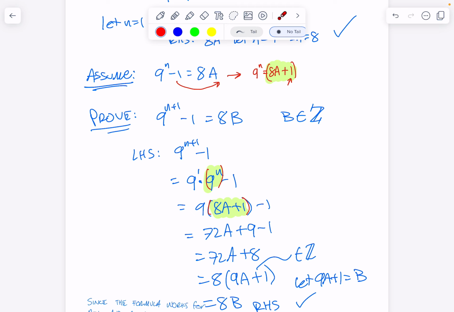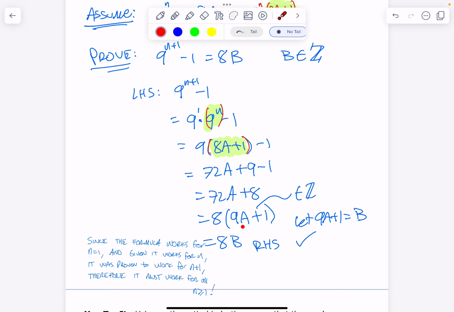Well, hey, 9a plus 1, a has got to be an integer. And an integer times 9 plus 1 is also an integer. So why don't we just call 9a plus 1 some random thing like b? And if you do that, you're done. You just proved that this expression is a multiple of 8. Okay, then you end up with your sentence there.